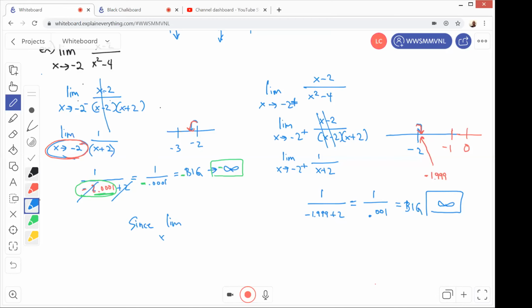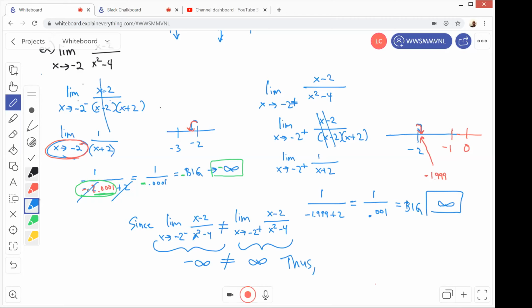That's our answer. Since the limit as x approaches -2 from the left side of x minus 2 over x squared minus 4 is not the same as the limit as x approaches -2 from the right side of x minus 2 over x squared minus 4, right? Because this one right here was negative infinity, and that's not the same as this answer, which was positive infinity. Thus, the limit as x approaches -2 of x minus 2 over x squared minus 4, and that's the original problem that we started with.